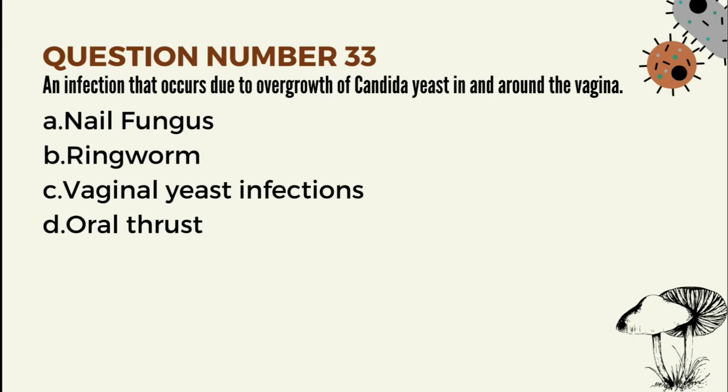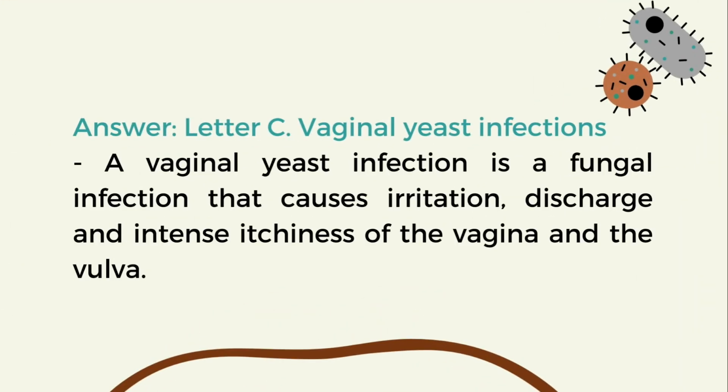For question number 33, an infection that occurs due to the overgrowth of Candida yeast in and around the vagina. A. Nail fungus, B. Ringworm, C. Vaginal yeast infection, or D. Oral thrush? Answer is letter C, Vaginal yeast infection, because it is a fungal infection that causes irritation, discharge, and intense itchiness on the vagina and the vulva.